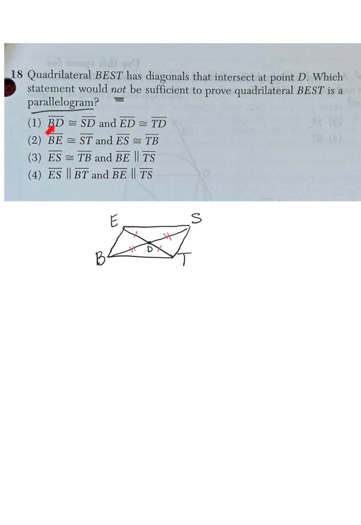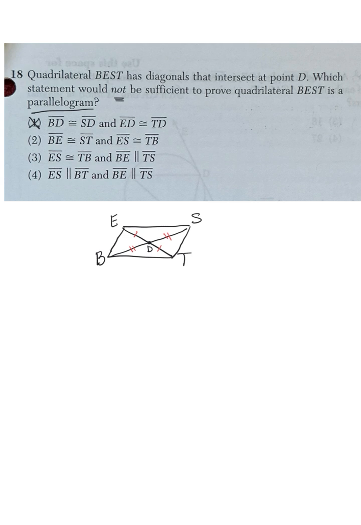So let's look at this. BD equals SD. That's true. ED equals TD. That's true. They want to know what's not true. Okay, so since that is true, this is not the answer choice.